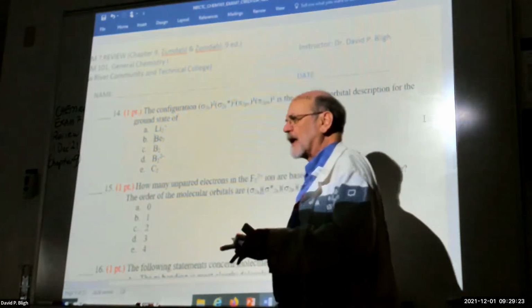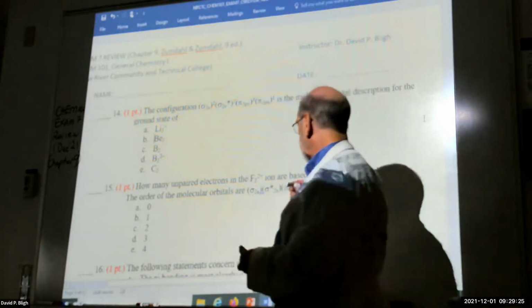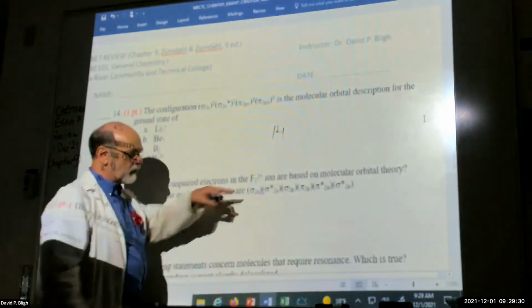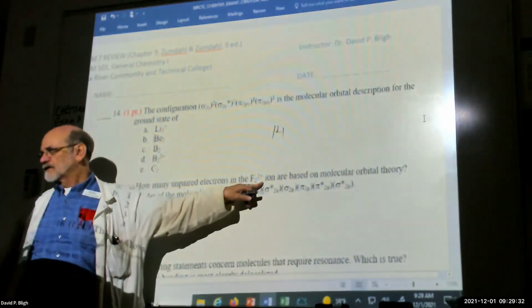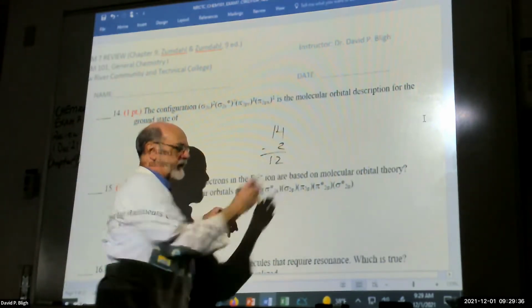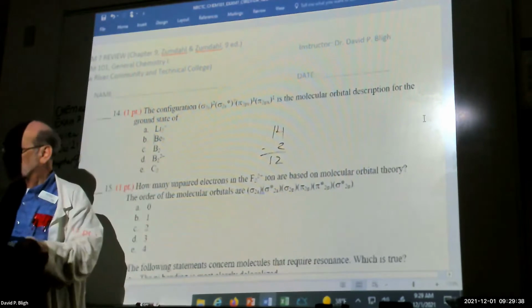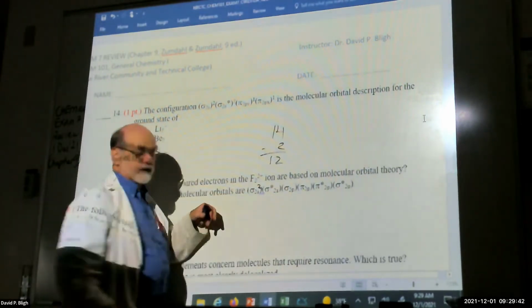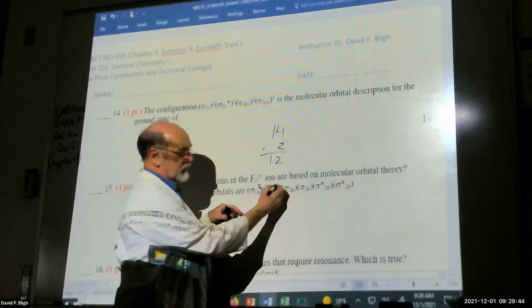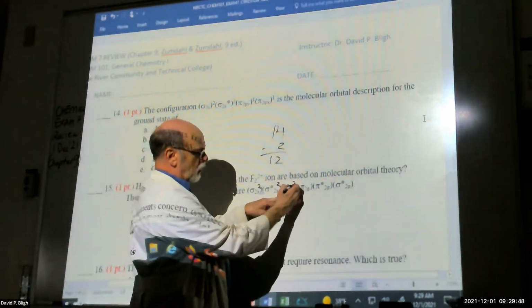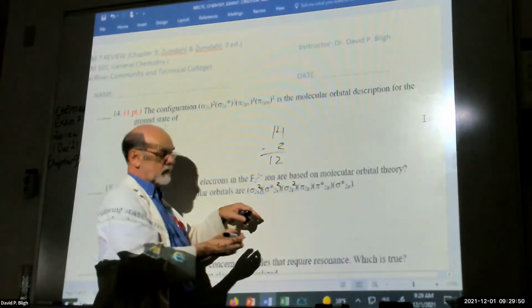So fluorine normally has 7. 2 times 7 is 14. But we've made a 2+ ion out of it, so we've lost 2 electrons. So we've got to put 12 electrons in there. This one can hold 2, and they're paired, obviously. This one can hold 2. This one can hold 2 more. So that's 6, and we've got 6 more to go.